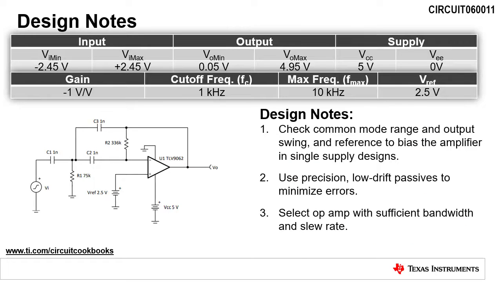When designing active filter circuits, there are a few design notes to be aware of. First, select an op-amp with sufficient common mode and output swing range, and add a reference to bias the amplifier in single supply designs. Next, use high precision, low drift passives to minimize errors. Finally, be sure to select an op-amp with sufficient bandwidth and slew rate.